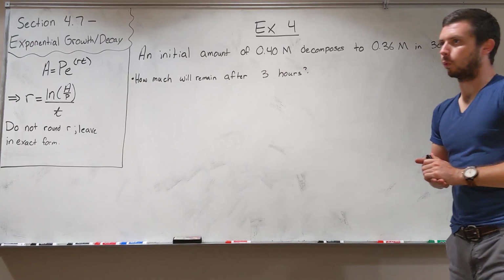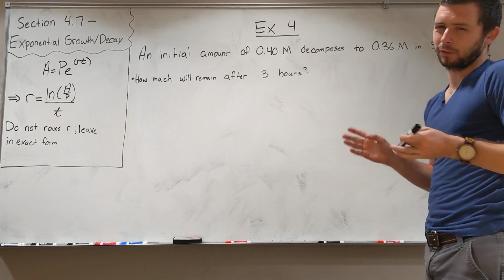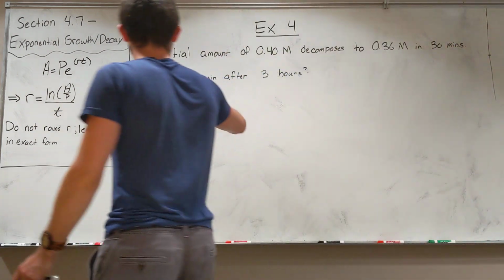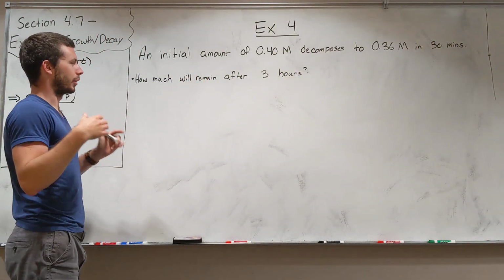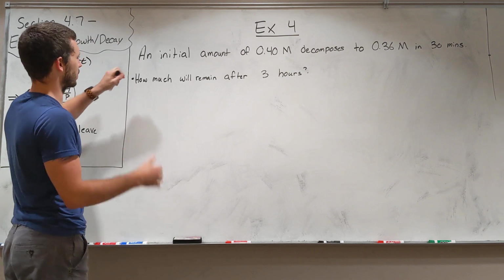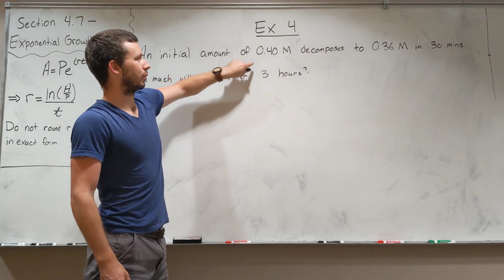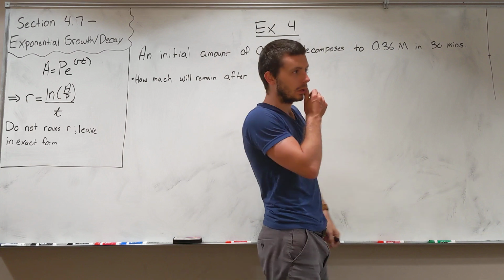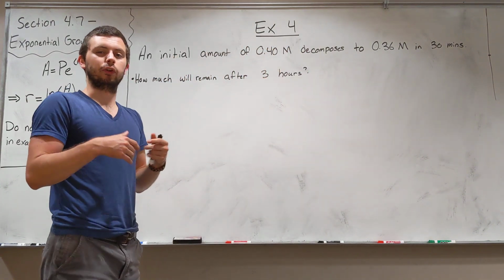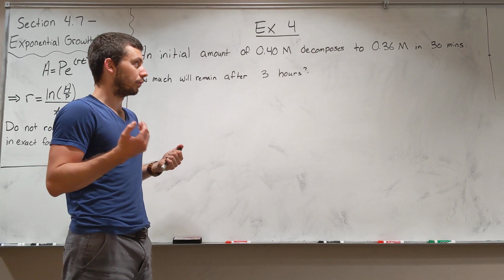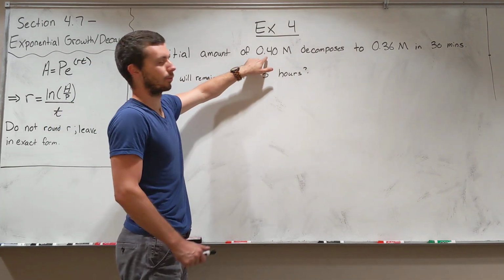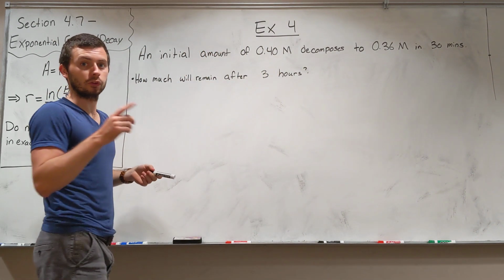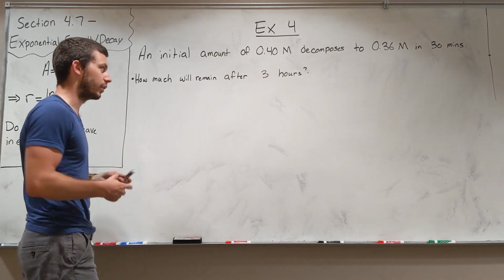So now we move on to example 4, where it's some amount, I think they call it compound A, and they give a bunch of extra words that we don't care about. But to extract everything and bring it down to the necessary information, there's some initial amount that goes from 0.4 to 0.36 in 30 minutes. And so we can use that information alone to determine the rate. This is decay because we go from a larger amount to a smaller amount, so we can use that to help us determine the rate first. Remember, this is an intermediate step.